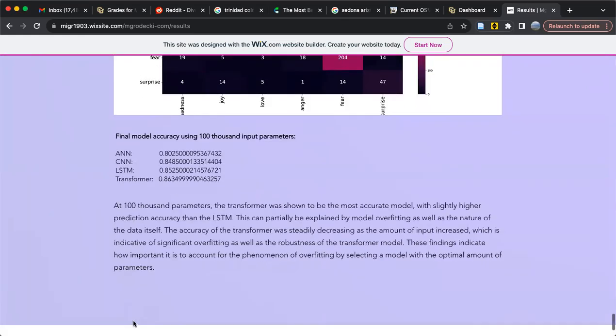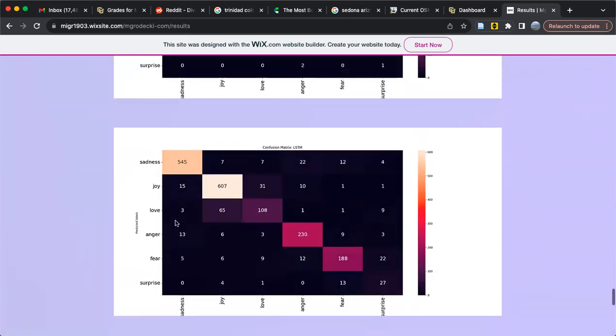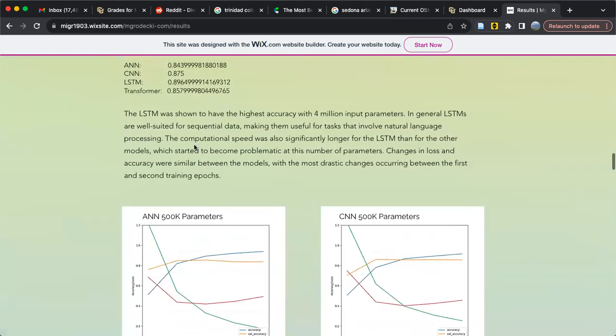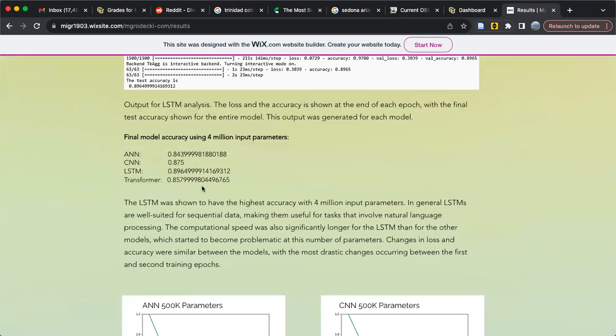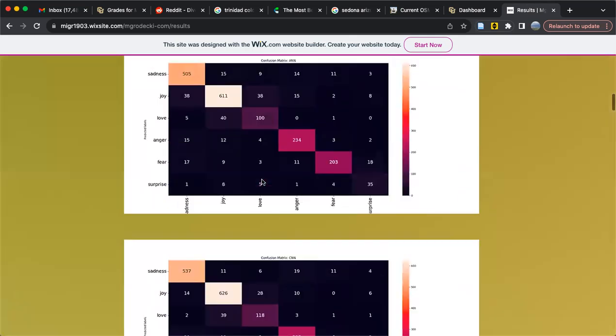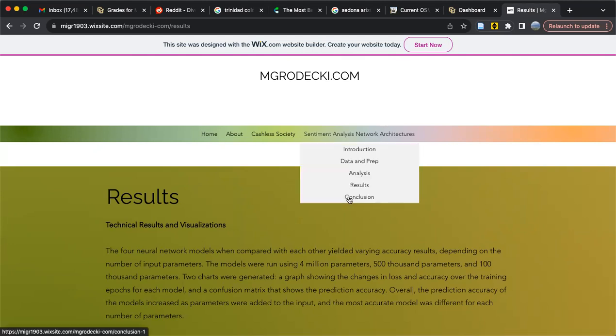And one of the interesting trends over here was that in the LSTM, the accuracy would increase up to 90%, and then it would slightly decrease. And same with some of the other networks, which indicates that if too many parameters are used, this would cause overfitting, which is another problem that needs to be addressed and avoided in order to avoid problems with the network.